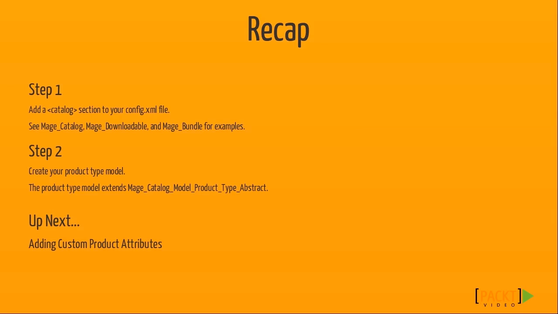To recap, we followed 2 steps to set up our custom product type. We first had to add the catalog section to our config.xml file, and we looked at examples in the Mage catalog and Mage downloadable modules. Then we had to create what's called a product type model, and this model needs to extend from the Mage catalog model product type abstract class.